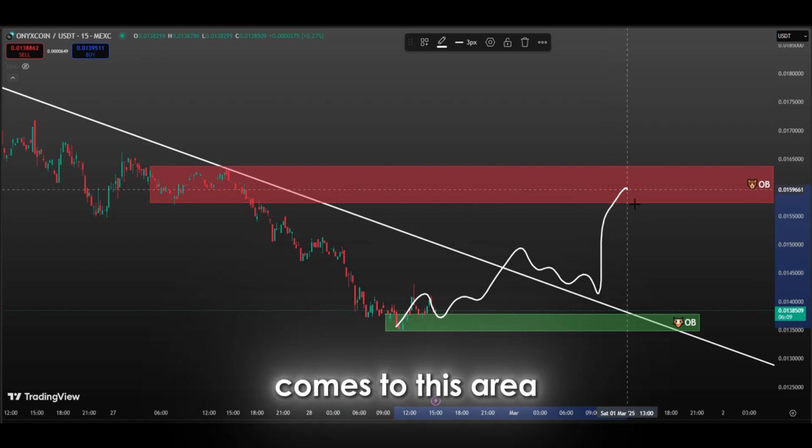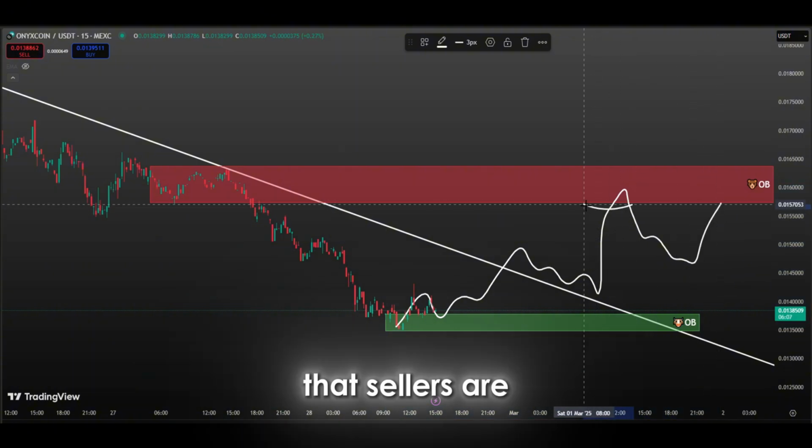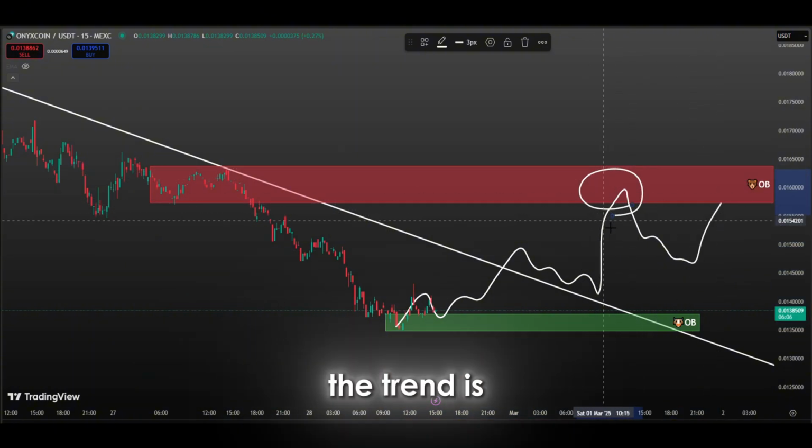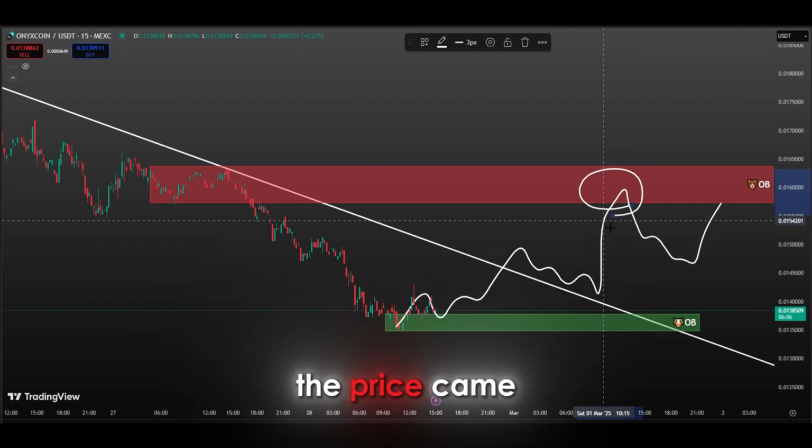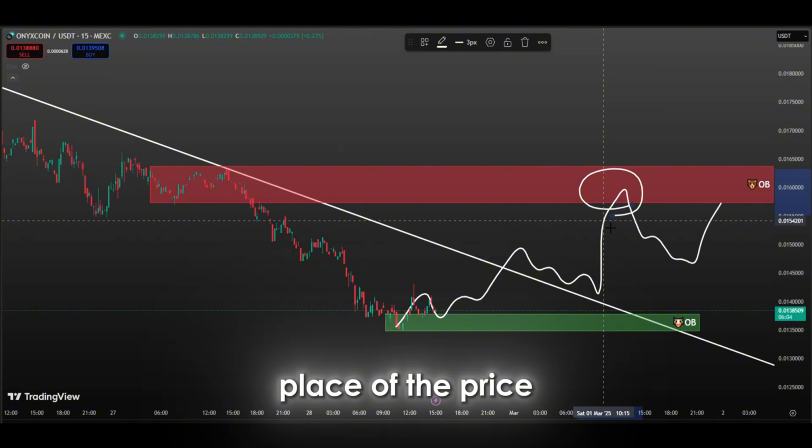Especially when it comes to this area, the volume drops and the price is stuck here, which may indicate that sellers are still active. And let's say the trend is broken and you buy, the price came to this bear order block. This will be the first resting place of the price. The price can linger here, it is very difficult to break it in one go.